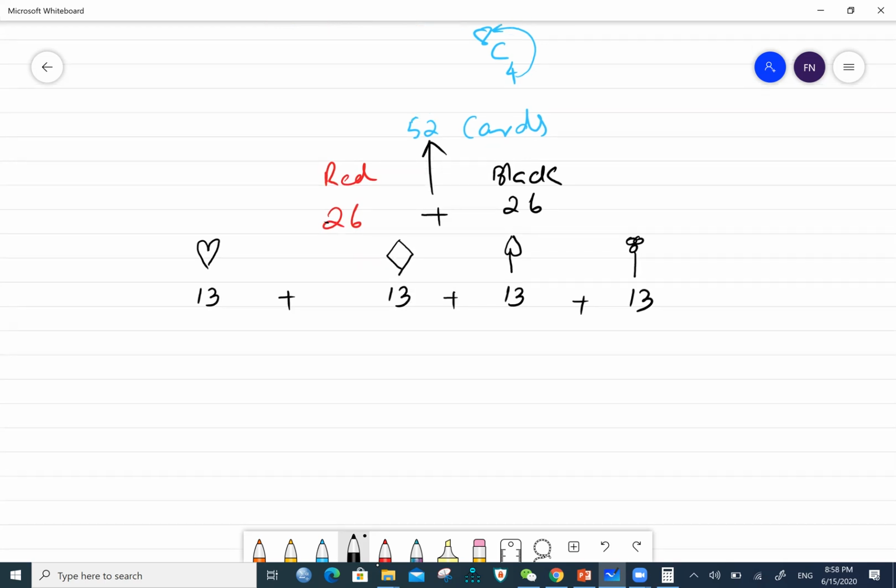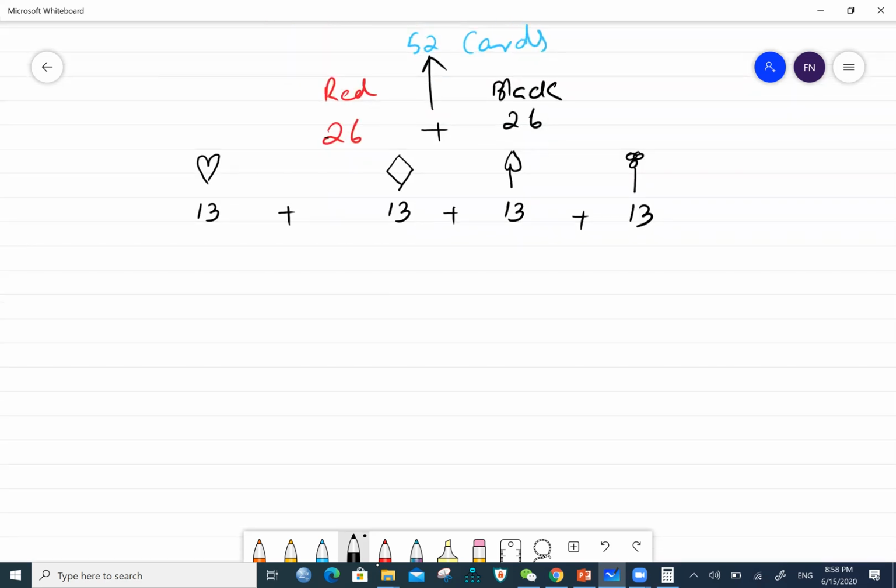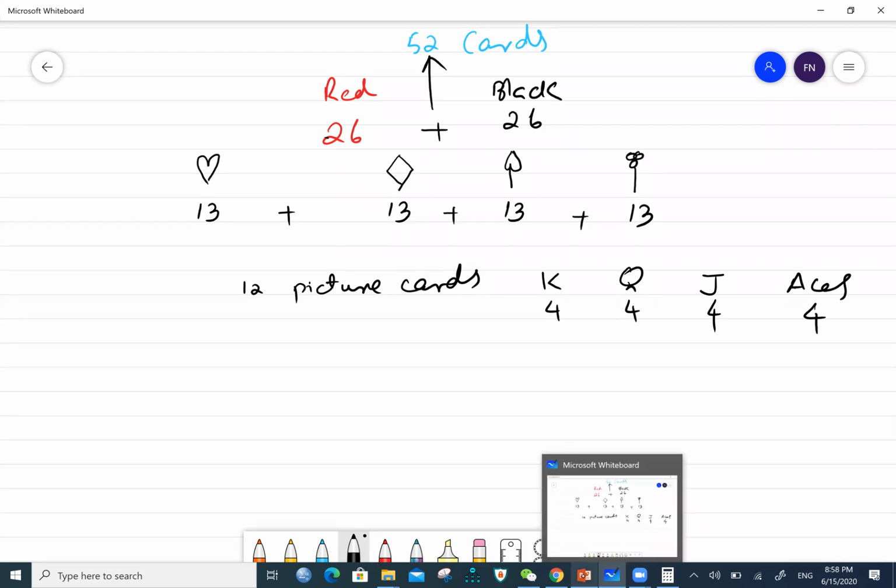Is that clear? Yes. Now there are 12 picture cards, 4 for king, 4 for queen, and 4 for jack, and 4 are aces. Understand? Now, jump into the PPT.